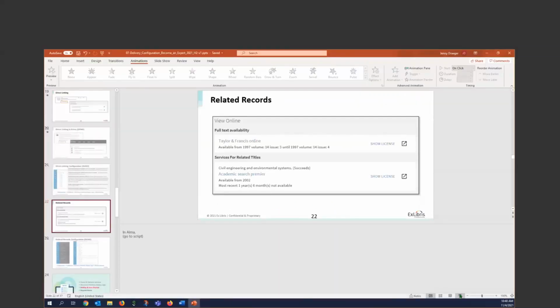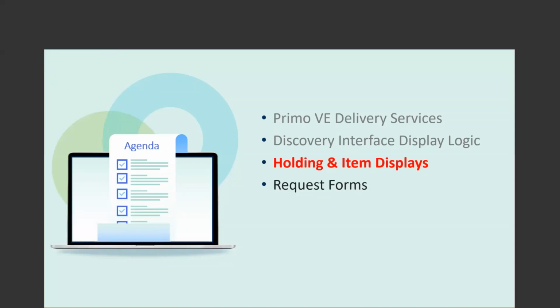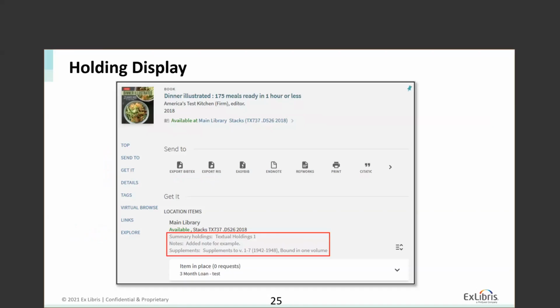Okay, let's look at holding and item displays now. So out of the box, Primo VE displays the following holdings fields in the get it service of a record's full display. So these are coming out of the holding record. The 866 A and Z, the 867 A and Z for supplements, and then the notes coming out of the 852 Z. So if there's data in those fields, that's what comes out of the box. And here's an example of that.